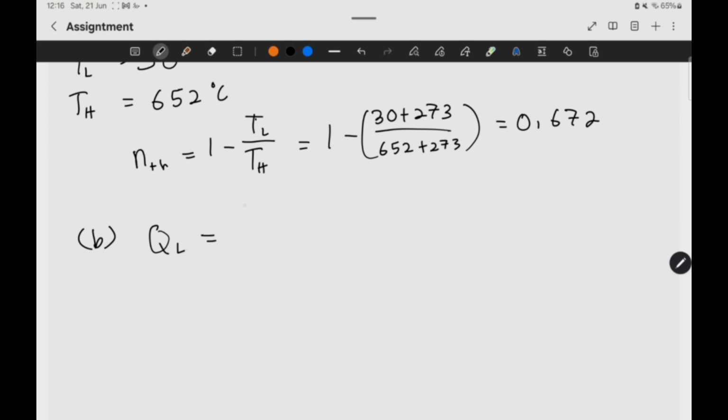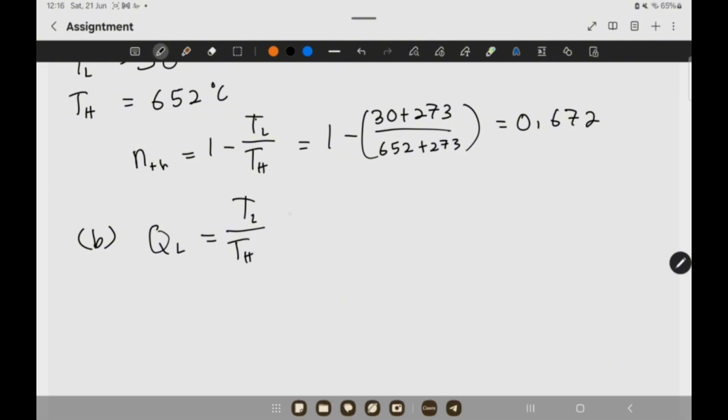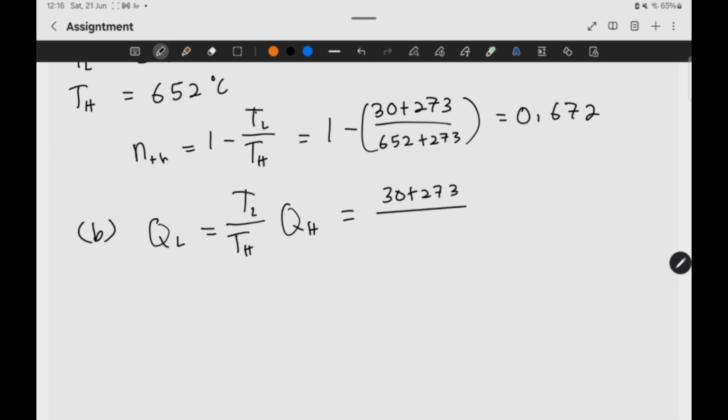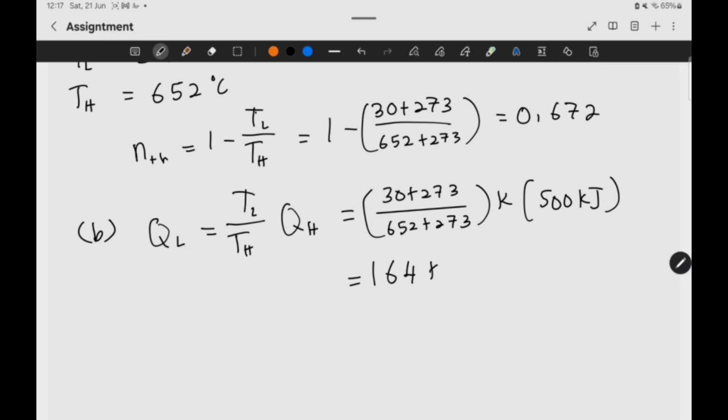QL over QH equals TL over TH, and so the answer is 164 kilojoules.